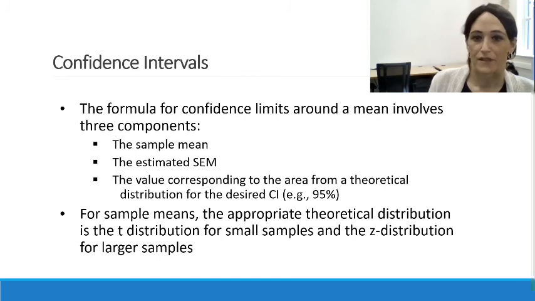So for sample means, the appropriate theoretical distribution is the t distribution for small samples and the z distribution for larger samples. And in your book, you will see examples of a z distribution table and a t distribution table that will provide cutoff points for those tails of the distribution.